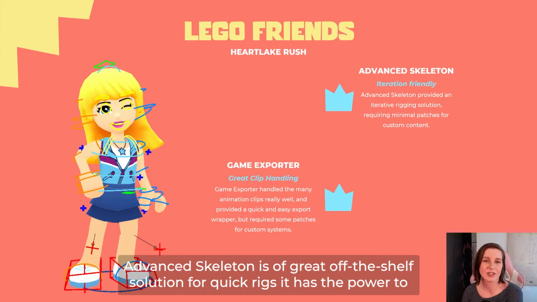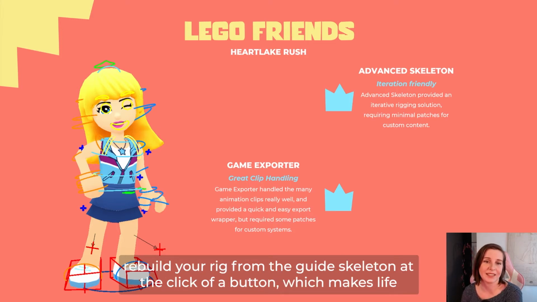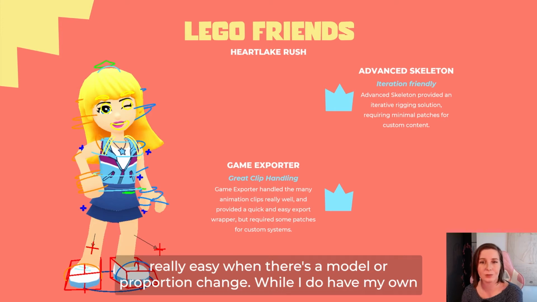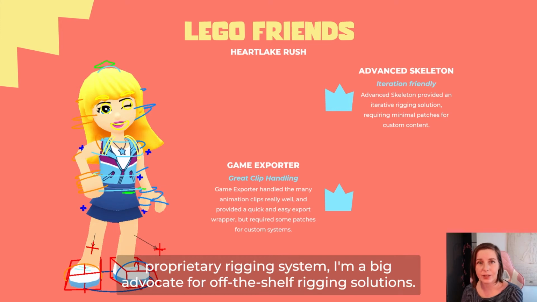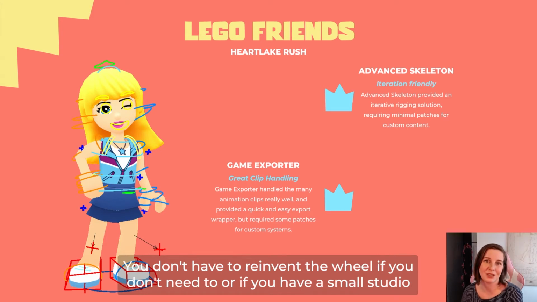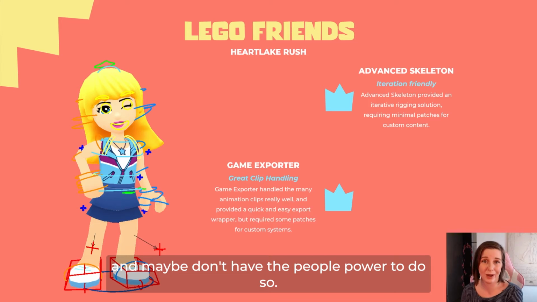Advanced Skeleton is a great off-the-shelf solution for quick rigs. It has the power to rebuild your rig from the guide skeleton at the click of a button, which makes life really easy when there's a model or proportion change. While I do have my own proprietary rigging system, I'm a big advocate for off-the-shelf rigging solutions. You don't have to reinvent the wheel if you don't need to, or if you have a small studio and maybe don't have the people power to do so.